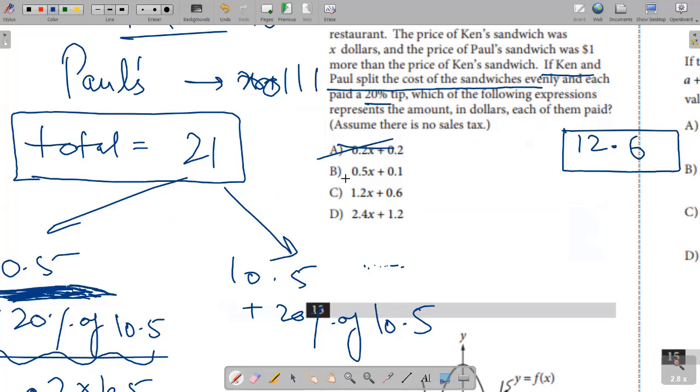Okay, so that answer would be 5.1. That's not it. Okay, let's just see. So 10 times 1.2 plus 0.6, that is 12.6. That's it. Making life easier by plugging in the numbers.